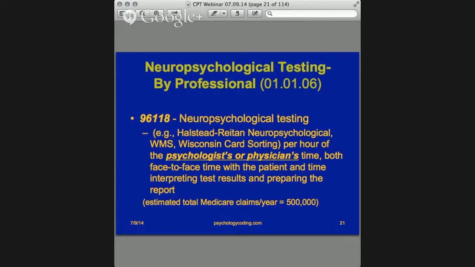And one more time, it has to do with the psychologist's or physician's time, both face-to-face with the patient, and time interpreting test results and preparing their report. So, as I'll mention to you on a number of occasions, sorry, I was just trying to get some circulation in the room we're in. Apologies. In essence, if the professional does the testing, they can interpret the material, they can score it, and all that's captured. Remember the number that I gave you earlier for psychological testing? It was in the 100,000. Notice the number here is much higher; actually, I think at the present time it exceeds 500,000.